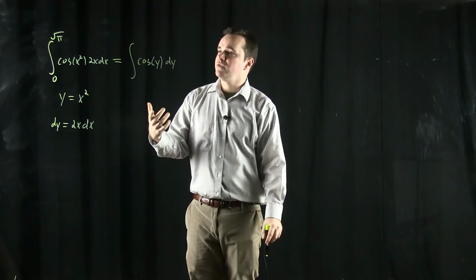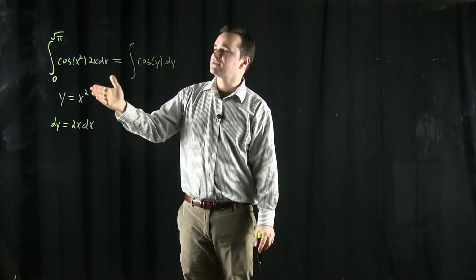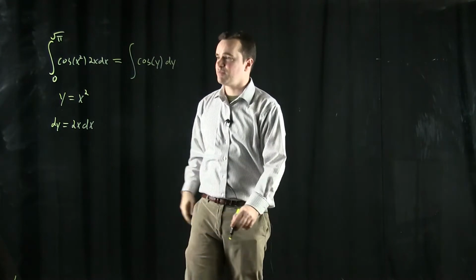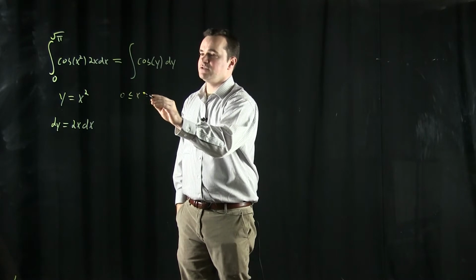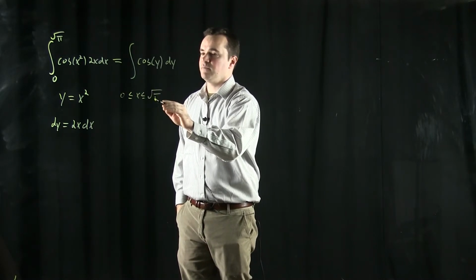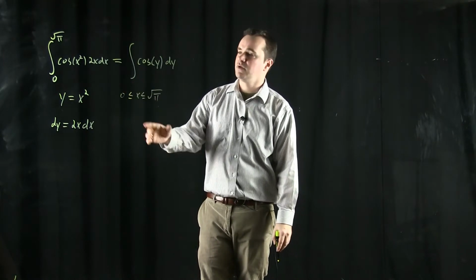The one thing that remains now is what are going to be the bounds of this integral. X went from 0 to the square root of pi. I'll write that down here. X was greater than or equal to 0 and less than or equal to the square root of pi, taking the definite integral, or the signed area under the curve, in that range.